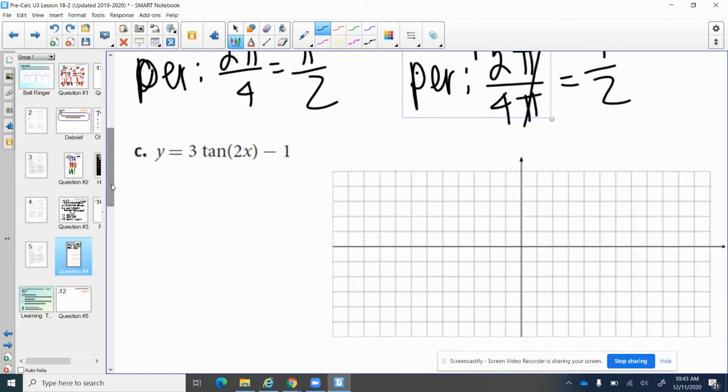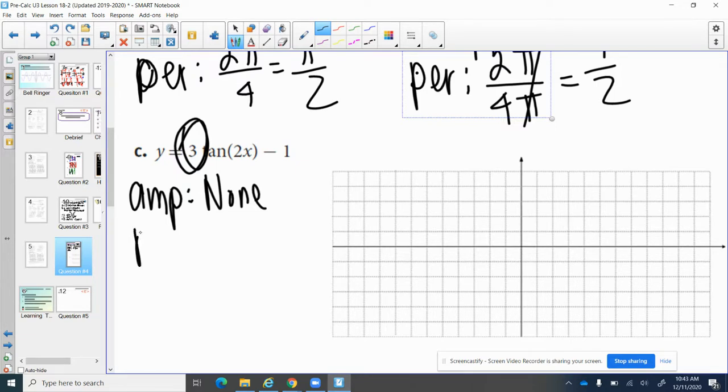Tangent, though, even though we have this parameter out front, officially the amplitude is none. The reason is that this goes from infinity to negative infinity, so there isn't really anything happening amplitude-wise. We will stretch it vertically by a factor of 3, although in our sketch of the graph, you don't see it as much.